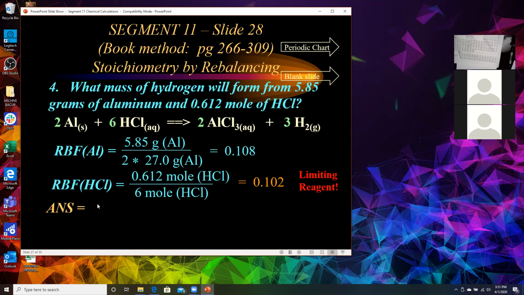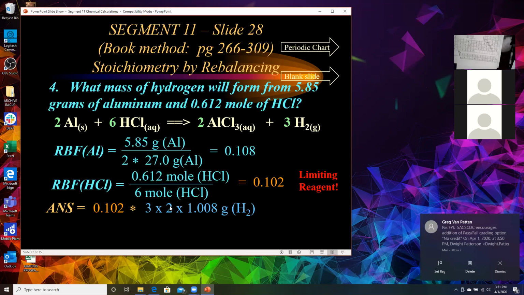Now, the answer then is going to be to multiply that rebalancing factor through the entire equation, but I'm interested in this problem, what mass of hydrogen? Well, the equation is showing 3 moles of H2. Each one has 2 hydrogen atoms in it. The atomic weight of hydrogen is this. So it's 3 times 2 times this times my rebalancing factor gives me the answer, 0.617 grams of hydrogen.